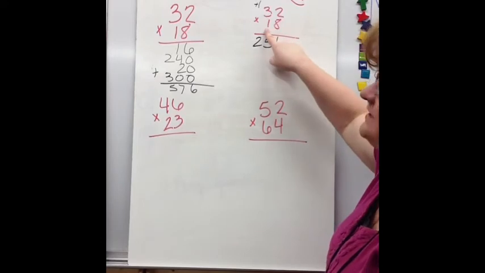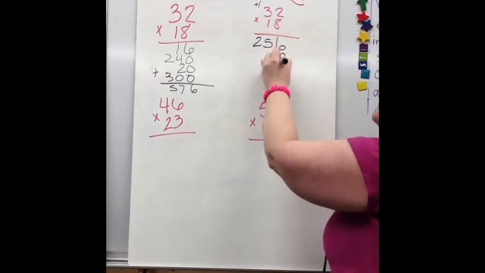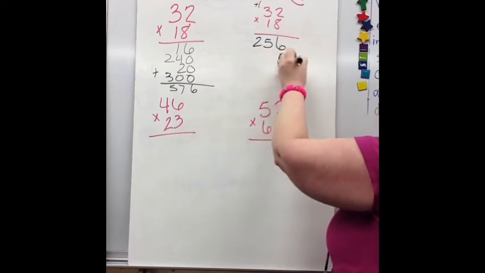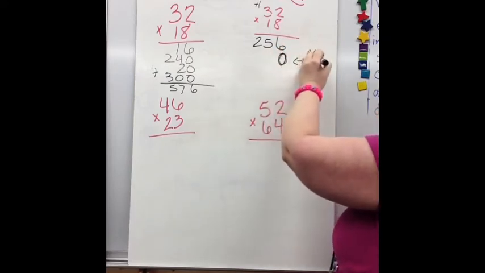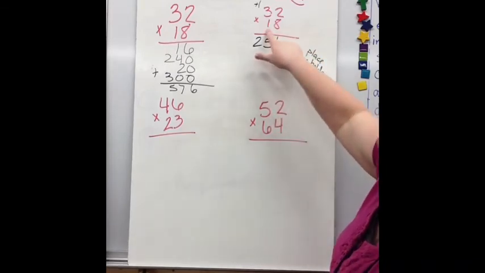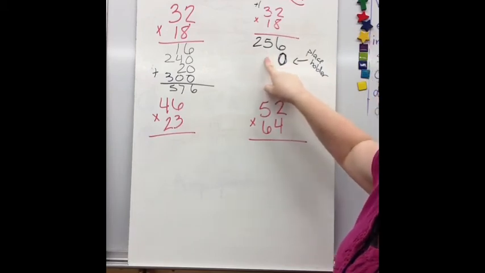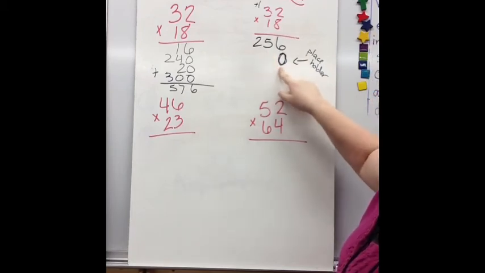Then we move over to this column. Now, since we're moving to the tens column, we're immediately going to put a 0 right here. Okay, this is your placeholder. Why do I put a 0 there? Because we are in the tens column, which means we have to be in the tens column when we write our answer. Always, always, always, we will put a place value holder right there.